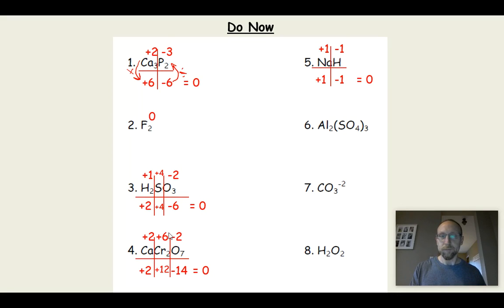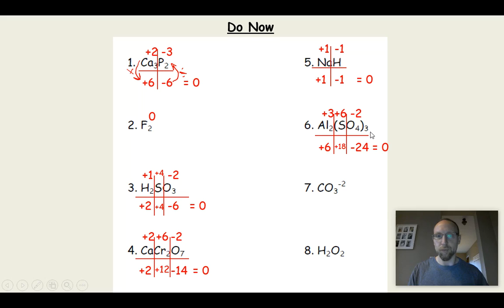All right, number 5. This is a good example of our rules. Sodium's a group 1 element on your periodic table. Always +1. Hydrogen is usually +1. So this is an example of where always overrides usually. So sodium wins, hydrogen adjusts and becomes -1 because that's what we need to equal 0.